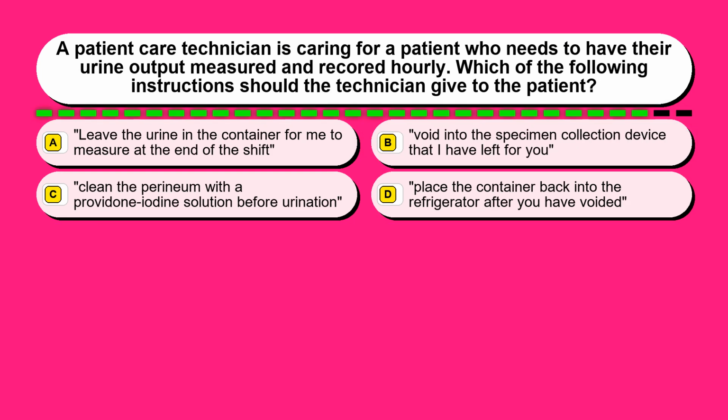Question 36. A patient care technician is caring for a patient who needs to have their urine output measured and recorded hourly. Which of the following instructions should the technician give to the patient? Option A, leave the urine in the container for me to measure at the end of the shift. Option B, void into the specimen collection device that I have left for you. Option C, clean the perineum with a povidone iodine solution before urination. Option D, place the container back into the refrigerator after you have voided.